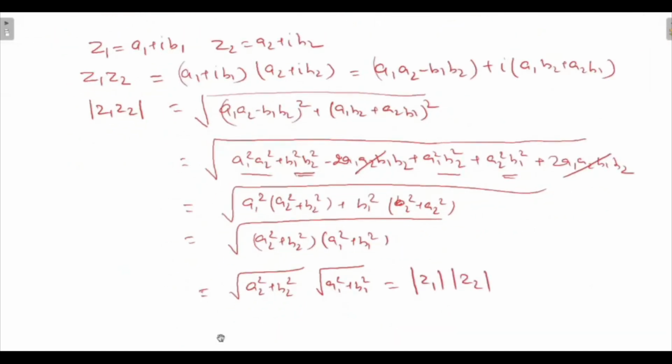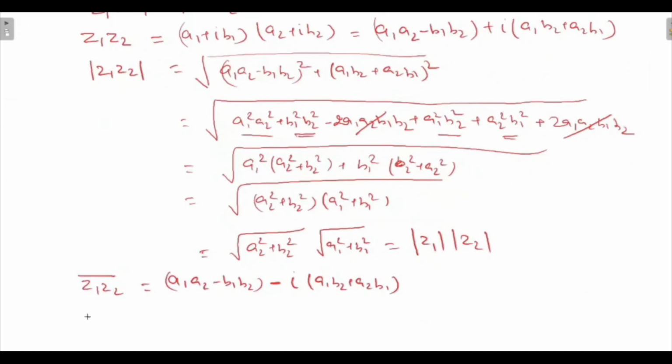Same thing you can do for conjugate as well. So we said Z1 Z2 bar, right? So what will be Z1 Z2 bar? It will be A1 A2 minus B1 B2, and then wherever the plus is, it will become minus of I times A1 B2 plus A2 B1. So this is Z1 Z2 bar.